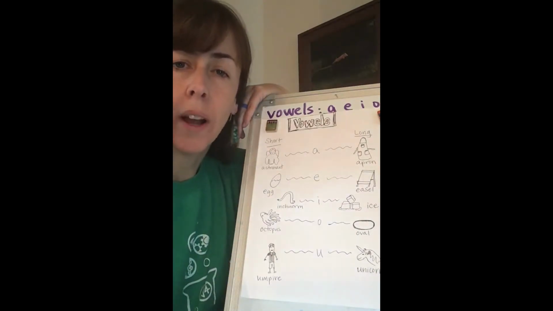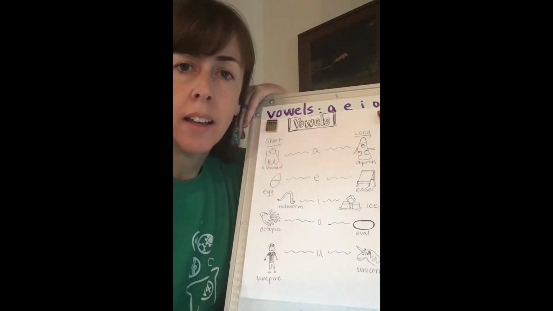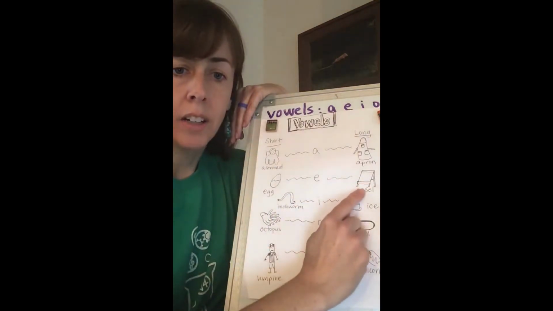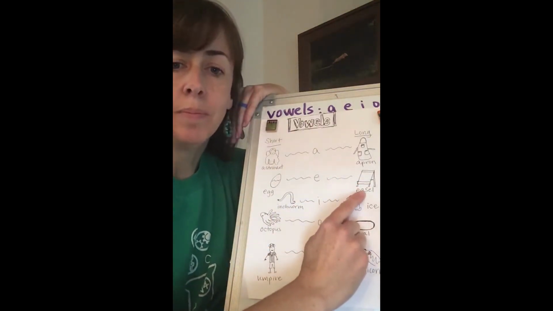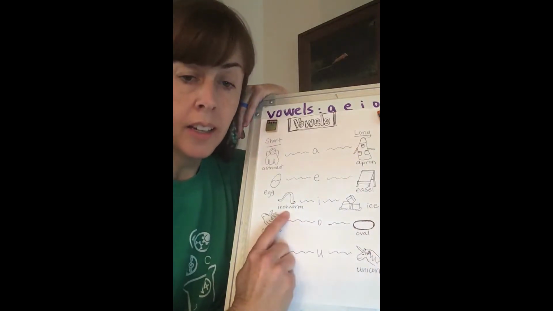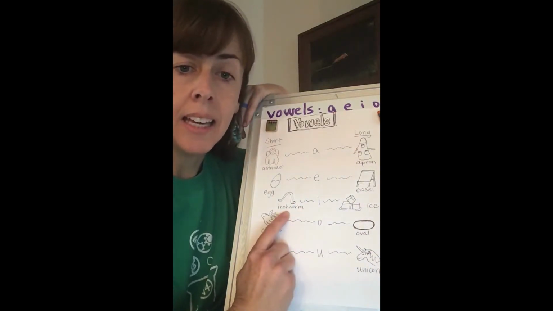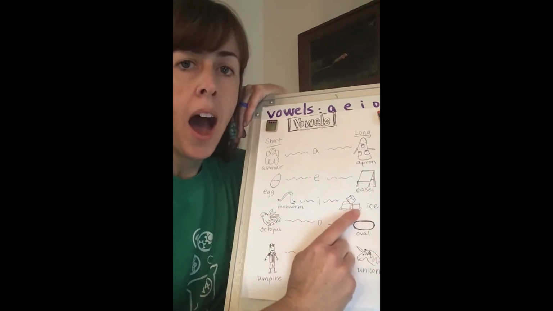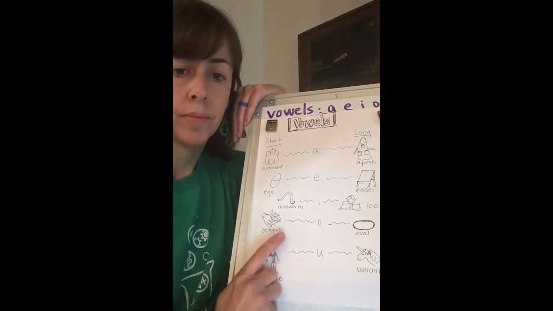Your mouth isn't quite as big as it is for an A. Say that sound. Egg. And long E, easel. Short I, like inchworm. Long I, like ice.